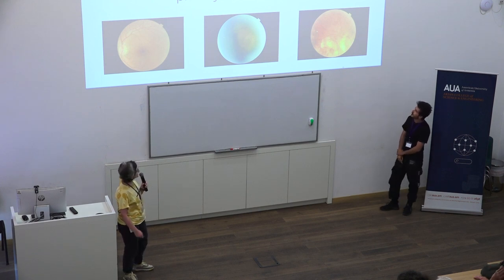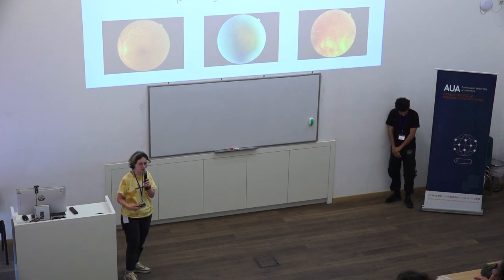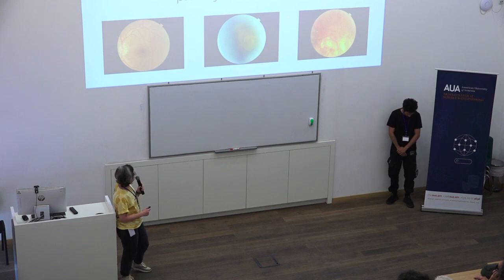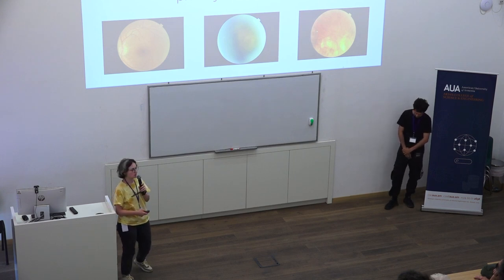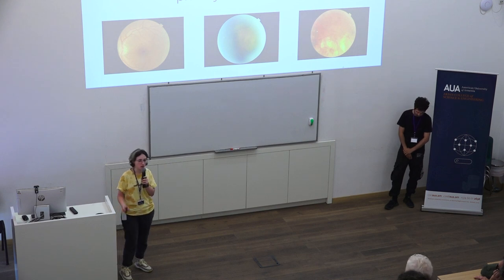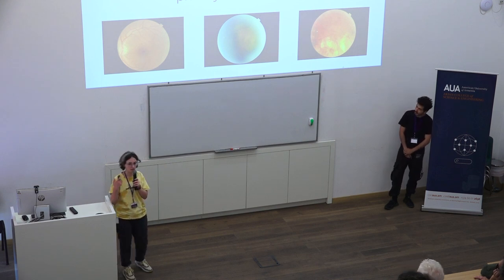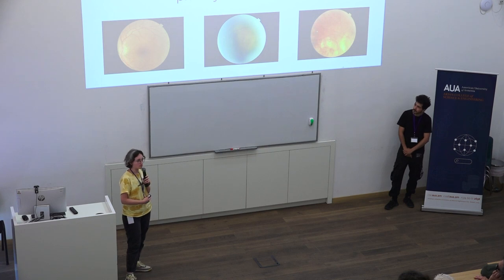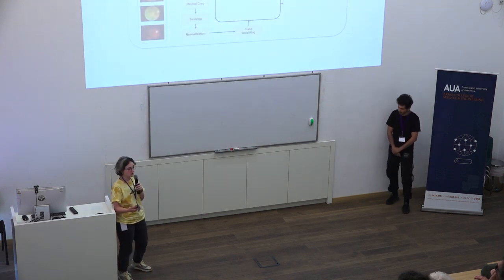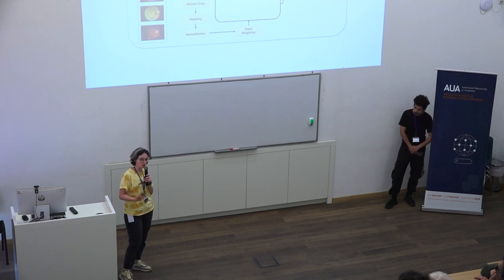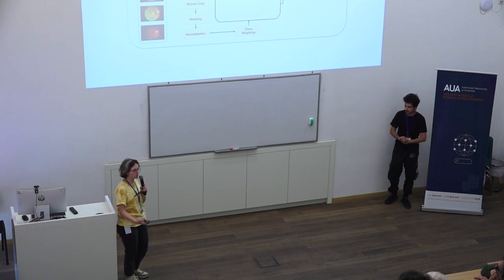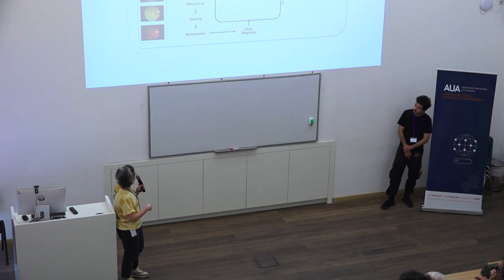And we can see that when we have a disease in retinal scans, they are really different from the healthy ones. The first one is the healthy retinal scan. And those are retinal scans of people who have a disease, like glaucoma or other diseases that affect the retina and eyesight. So to overcome this challenge, we propose encryptable neural networks.